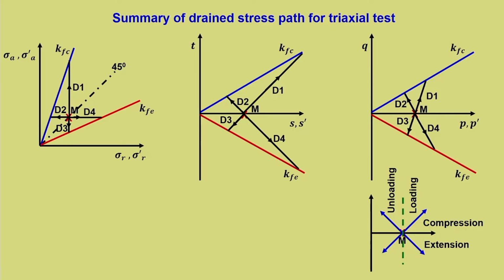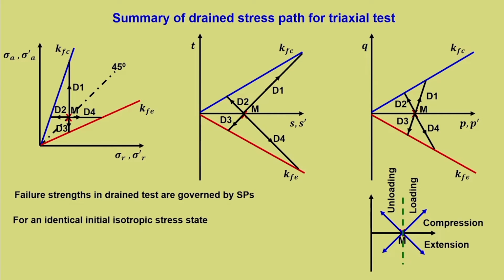So, all the cases have been summarized in this particular plot, and this x and y can be any of these stress parameters, either TSS dash or QP P dash. So, failure strengths in drained tests are governed by stress paths. For an identical initial isotropic stress state, we have Tf D1 equal to Tf D4.